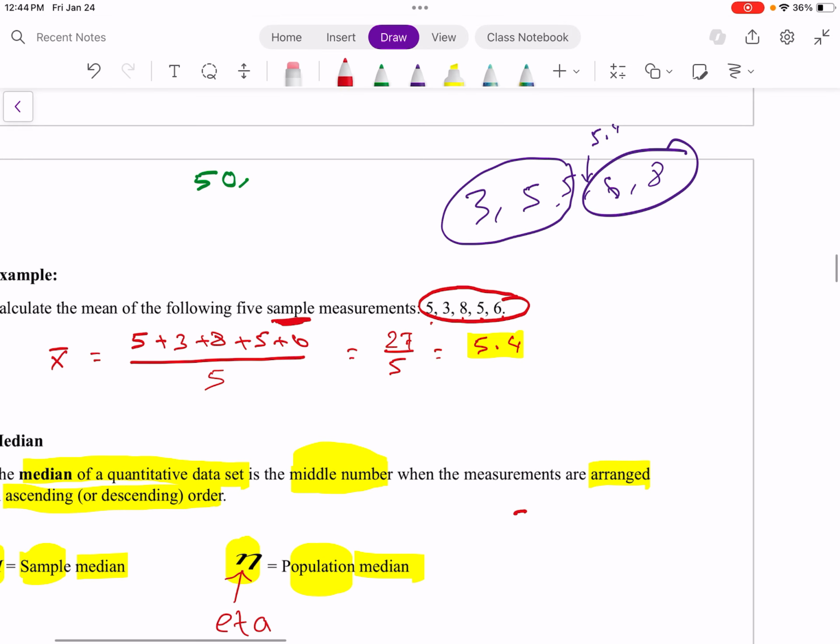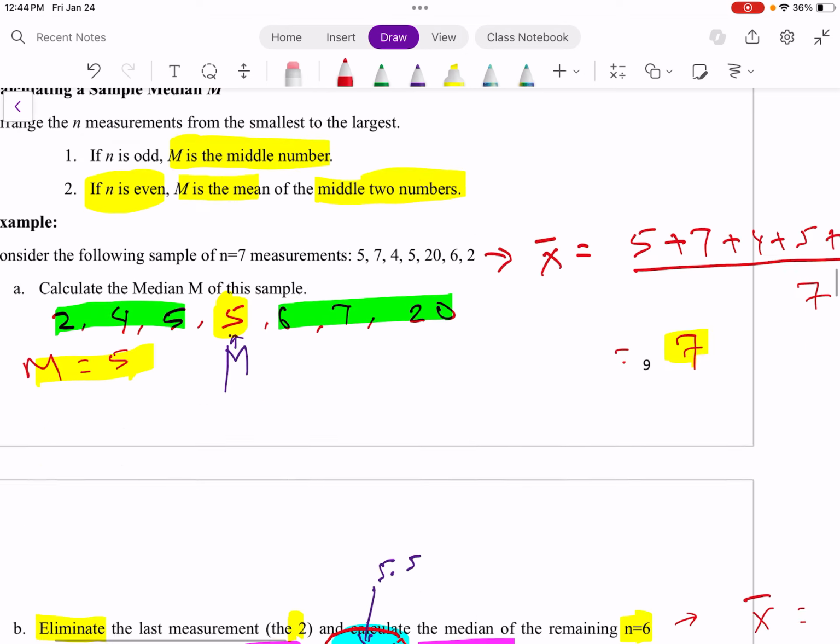Okay, now what about this example? Is it skewed? Do you think this is skewed? 5, 3, 8, 5, 6. They are pretty close to each other, right? So this is not skewed.